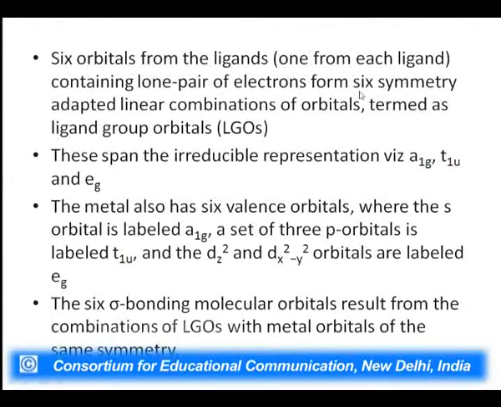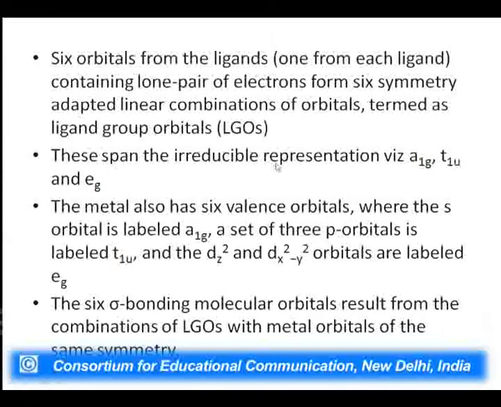of electrons, form 6 symmetry adapted linear combinations of orbitals, termed LGOs. So the ligands are not going to have the simple AOs situated on them. The ligands are going to have the LGOs, the ligating group orbitals. These ligating group orbitals may be formed because of the LCO of orbitals ultimately accommodating this electron density. The span of the irreducible representation is A1g, T1u and Eg.